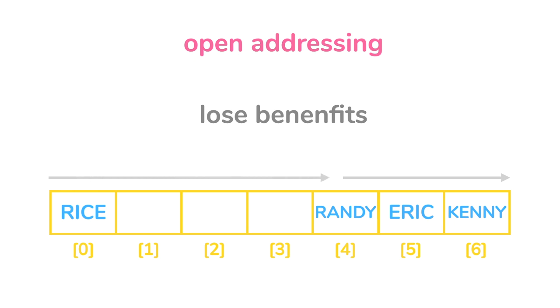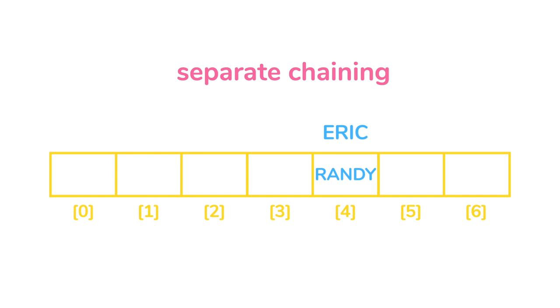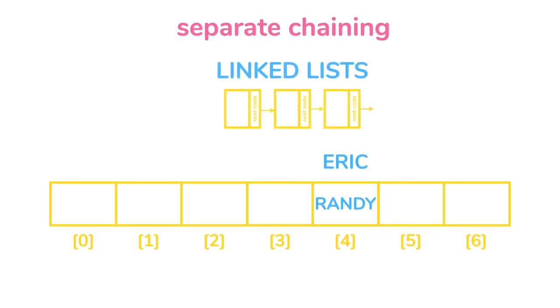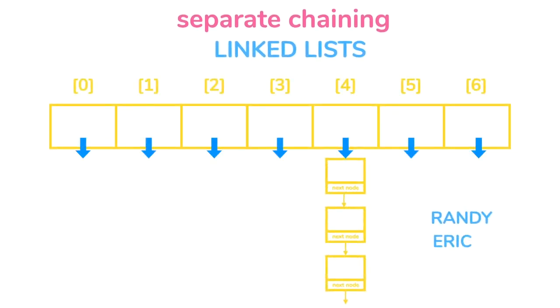So this leads me to explaining the second collision handling method, which is called separate chaining. A simple and easy way to explain separate chaining would be storing multiple names in one index. How? By using linked lists. So instead of storing the names in the indices of the array, each index will hold a pointer that points to the head of a linked list that has a list of names.